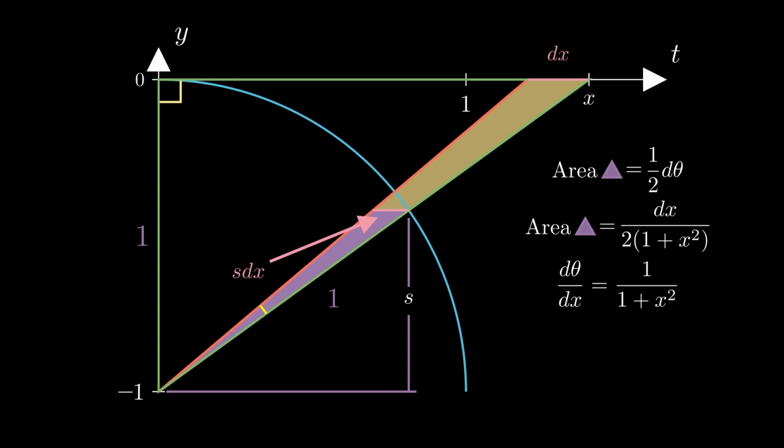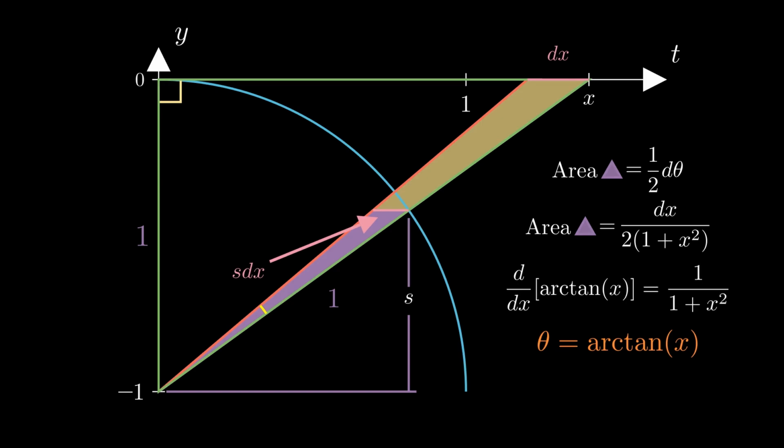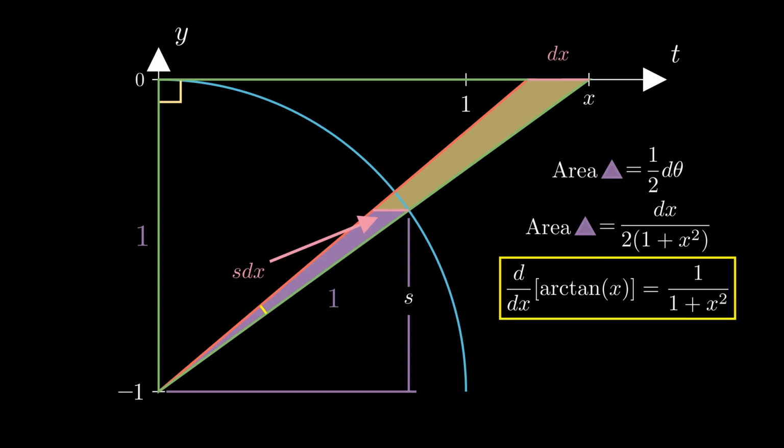If you recall that all along theta was the arctangent of x, then it is clear that what this equation is really saying is that the derivative of the arctangent function is 1 over 1 plus x squared. With that, we have now taken the derivative of the arctangent function with just geometry. Mission accomplished.